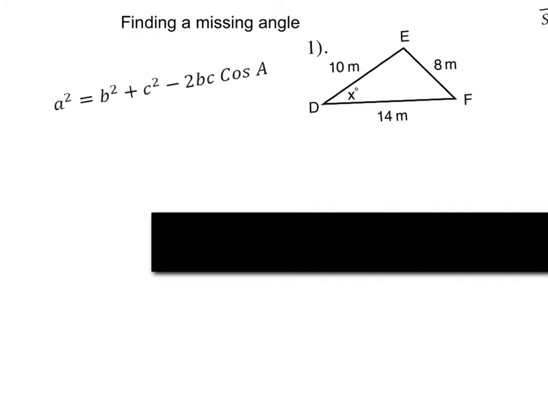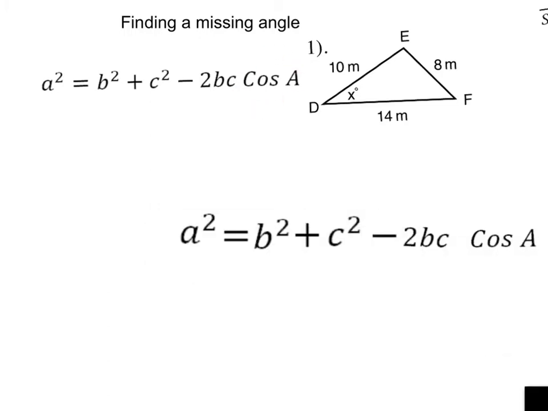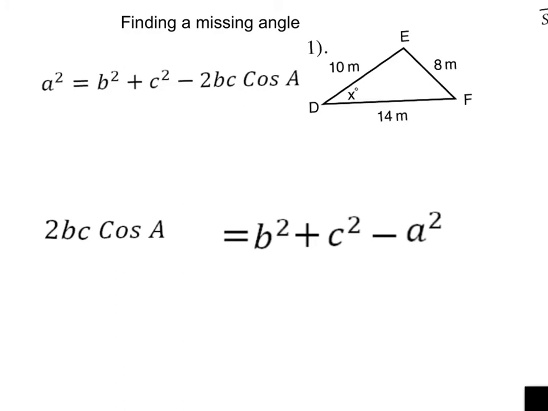The cosine rule, as it's currently arranged, is to find a missing side. So we need to rearrange this formula to make cos A the subject, and that will help us find a missing angle. So we're going to bring 2bc cos A onto the other side of the equal sign, making it positive, and a squared over here, making it negative. We still don't have cos A by itself, so I need to divide by 2bc. And now I've made the angle the subject.